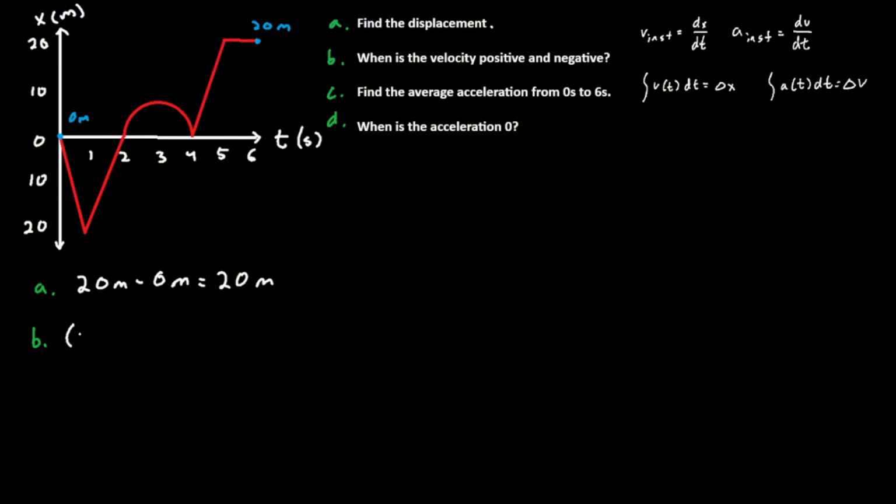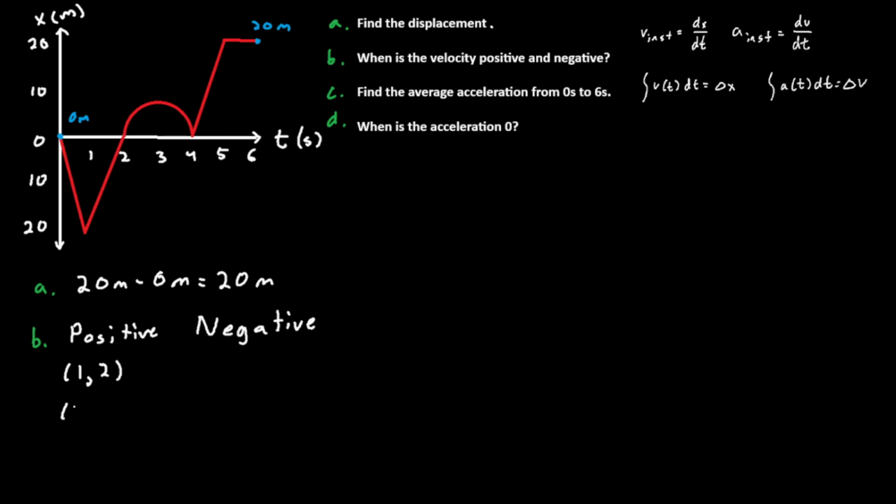So let's write positive here, and let's write negative here. So this is negative, and positive is from 1 to 2. And technically, your velocity graph is discontinuous, and so is your acceleration graph. So I'm going to separate all these intervals.